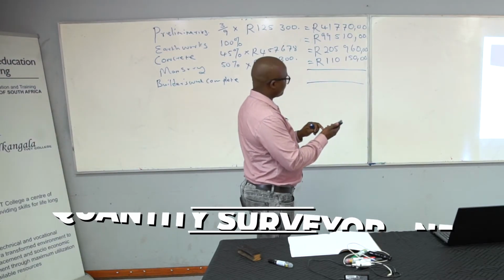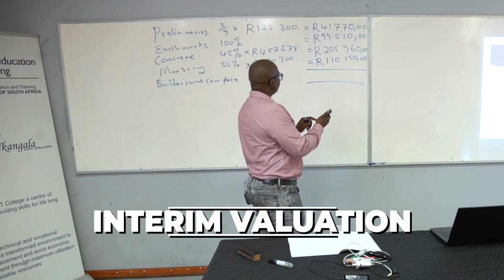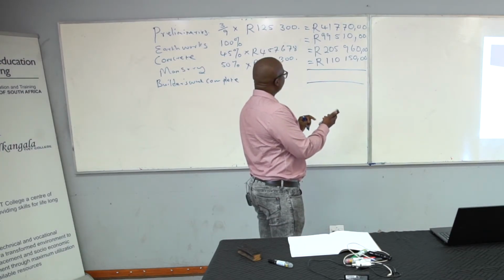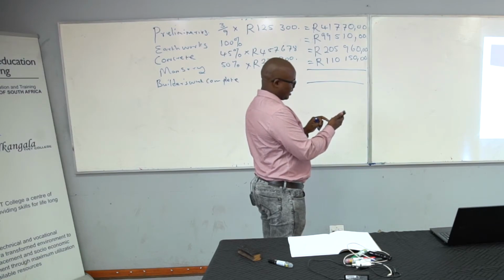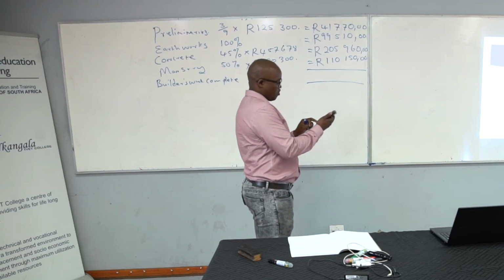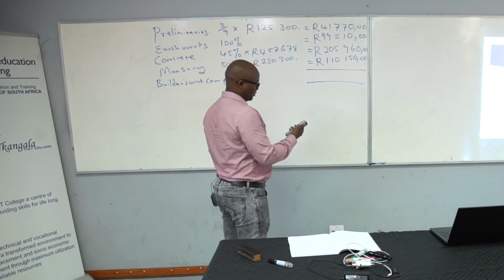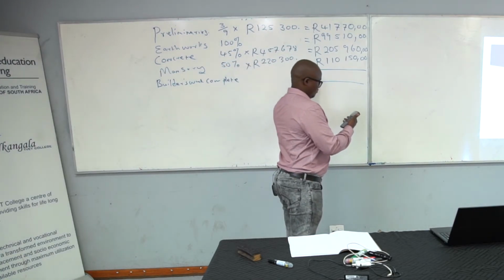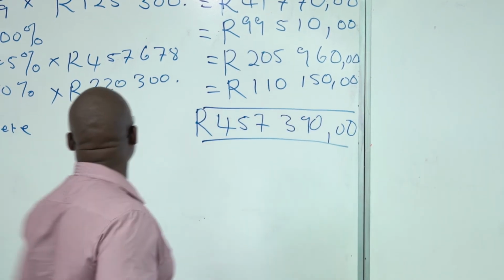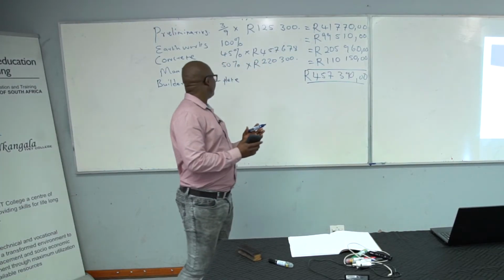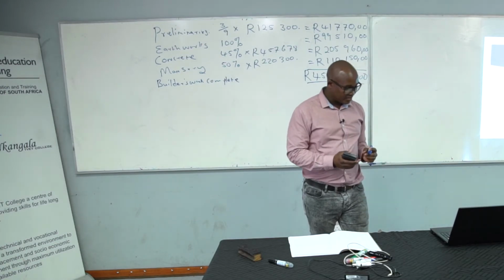We will have 41,770 plus 99,510 plus 205,960 plus 110,150 rand. The total amount is 457,390 rand.